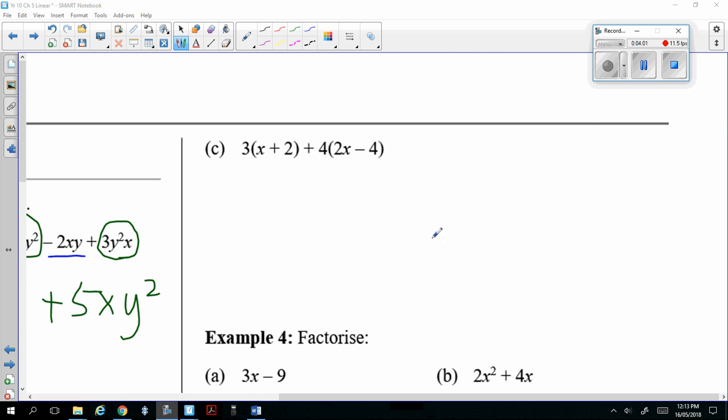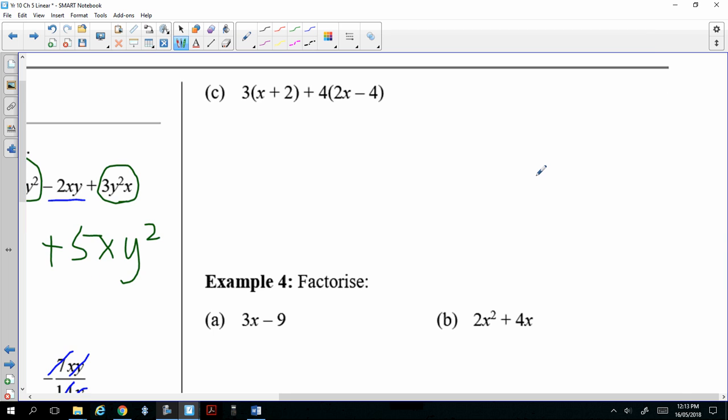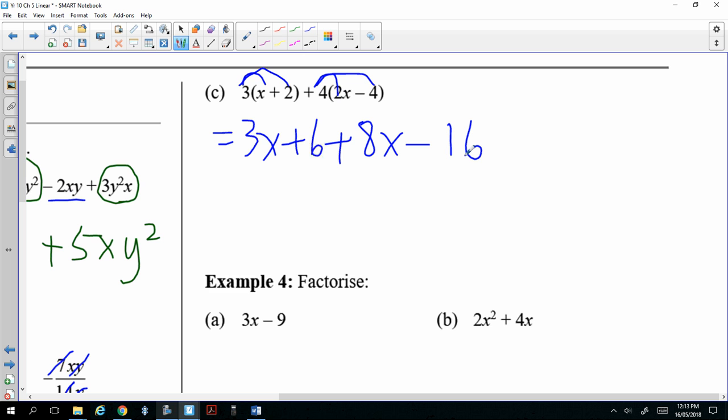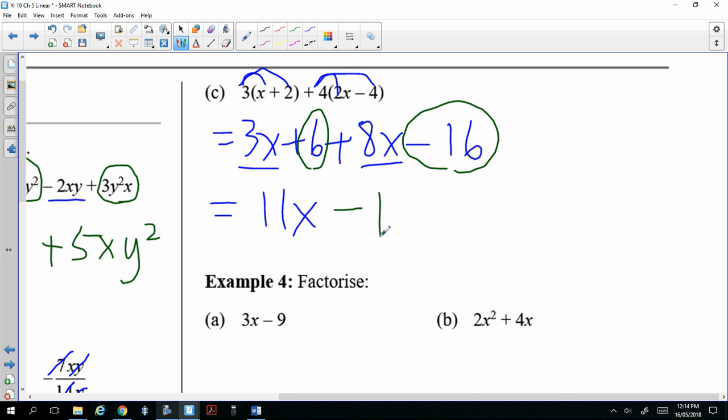brackets? Okay. All right, next one, you do 3 times x is 3x. 3 times 3 is 9. 4 times 2x is 8x. 4 times 4 is 16, minus 16. And then we have to collect like terms. 3x plus 8x is 11x. And then this one, be careful, it's 9 minus 16. What's 9 minus 16? Negative 7. Finish. Good. Excellent, good. Continue on.